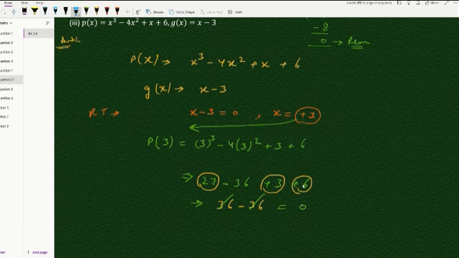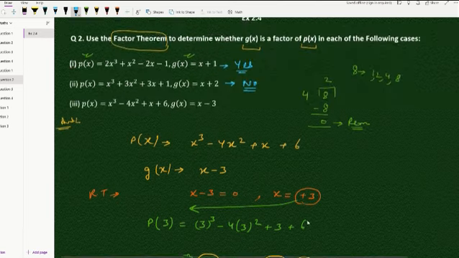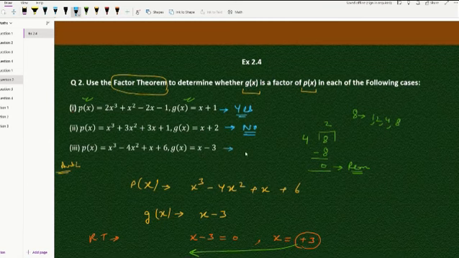So in this case, in the third part, the remainder has become 0, right? It means that in this part, gx is a factor of px. It is a factor of px. So yes, it's a factor of px. So with this we have completed the second question.